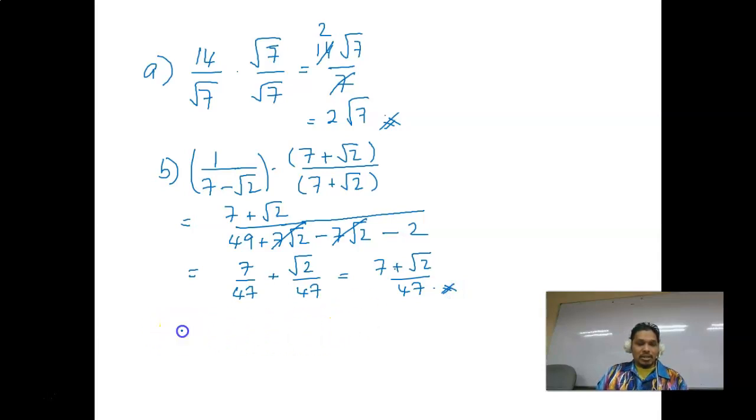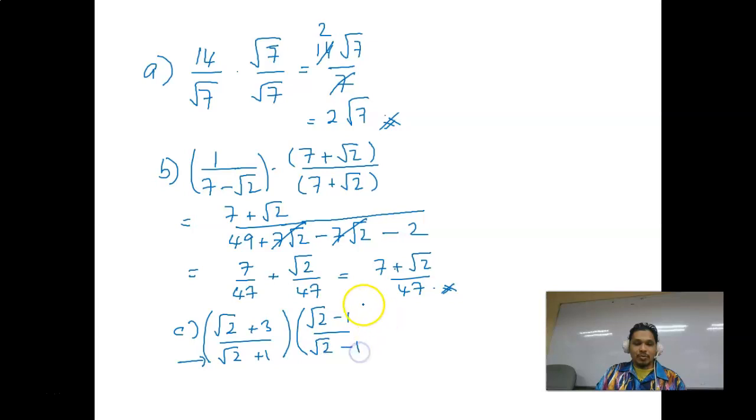What about question C? Question C, square root of 2 plus 3 divided by square root of 2 plus 1. Okay, so our reference now here is at the denominator. So we come up with square root of 2 minus 1 divided by square root of 2 minus 1.